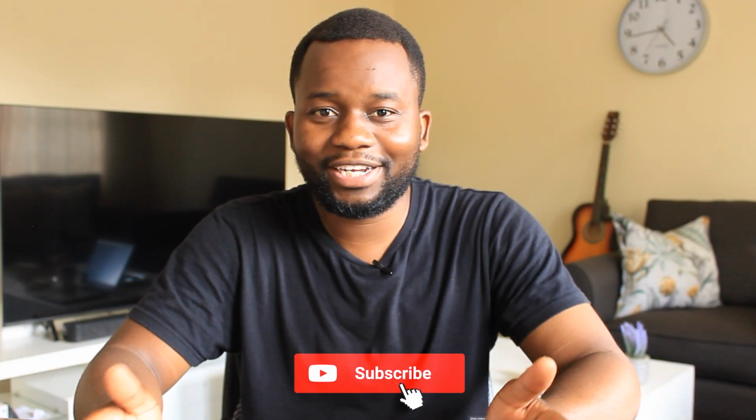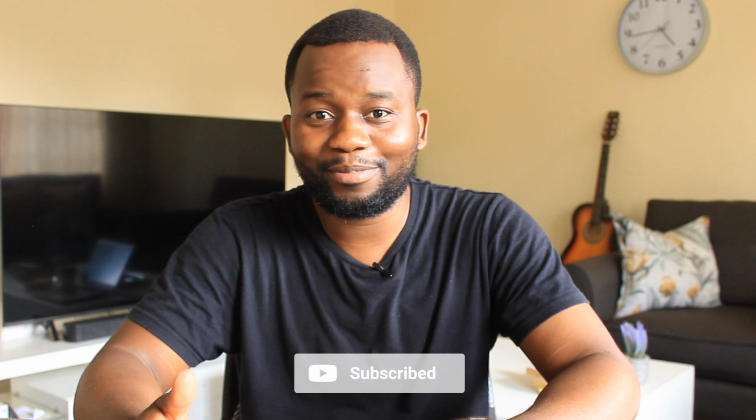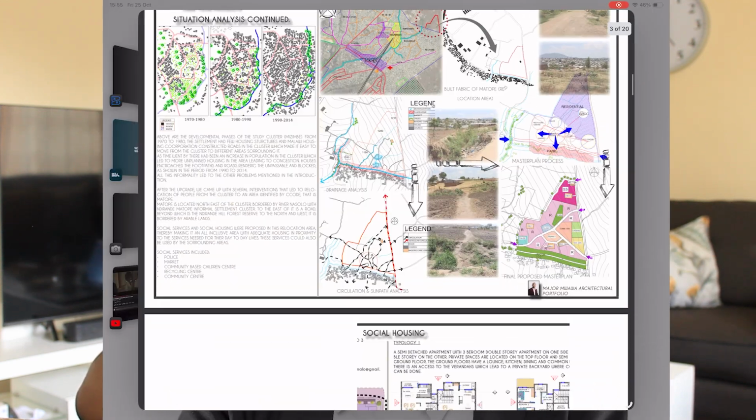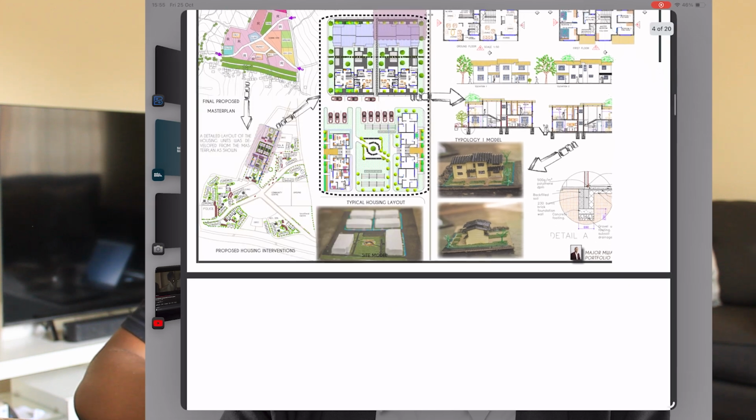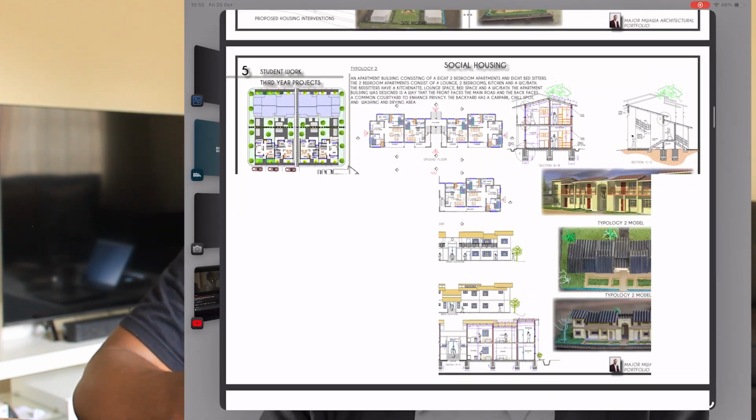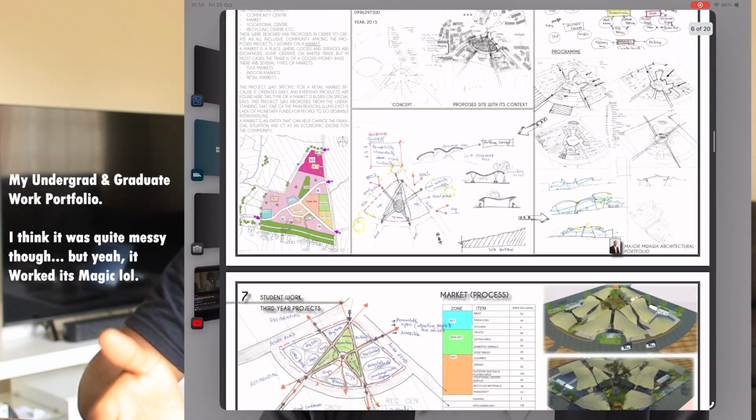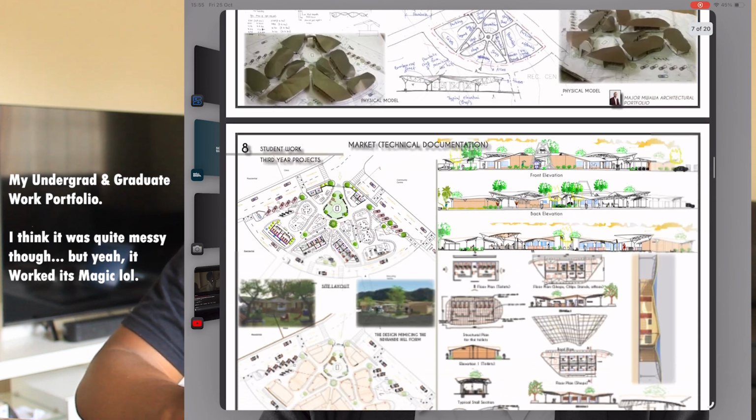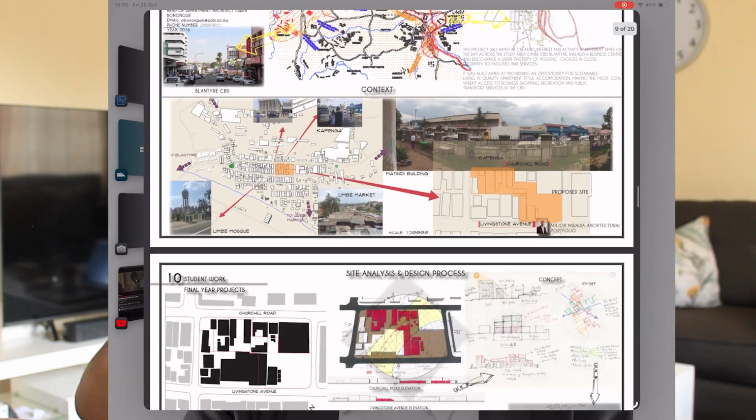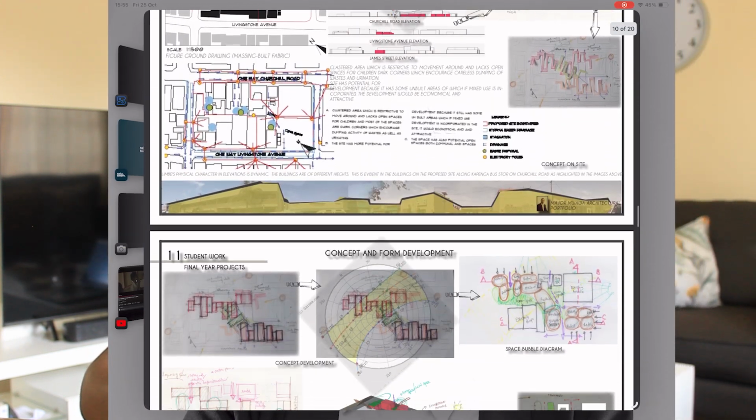Wow, this one was very hectic for me. When I was applying for my master's, I didn't have my first year's work, my second year's work, and some of the work I did in fourth year and third year. And I had to redo some models, drawings, and for fourth year, I also had to redo some 3D models, some perspectives and the like. So I spent time reworking on those things.